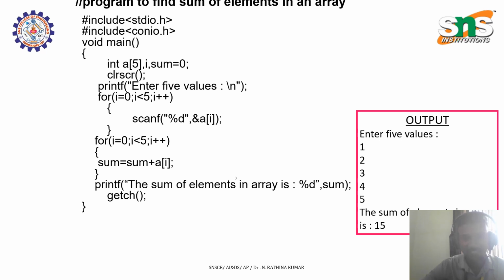Then again the i value is incremented by 1, then again it checks the condition, and then again the statement is executed. This process is repeated until the i value reaches 4. When it reaches 5, it automatically exits. So now all the values from the array are added and the result is stored in the sum variable. With the help of the printf statement, we simply display the output.